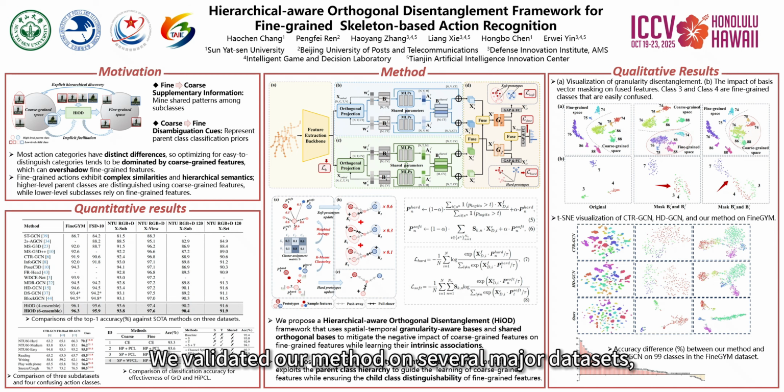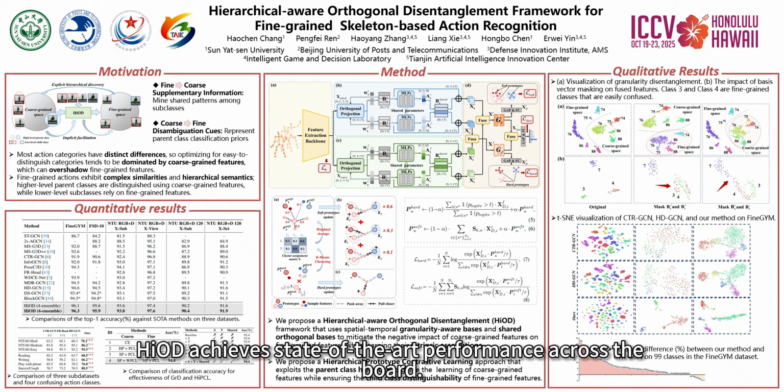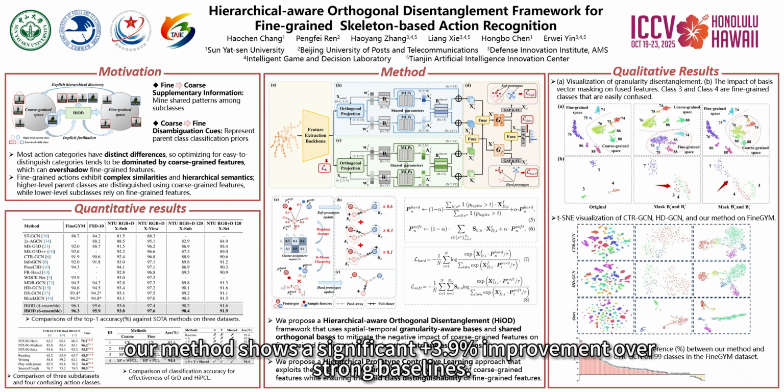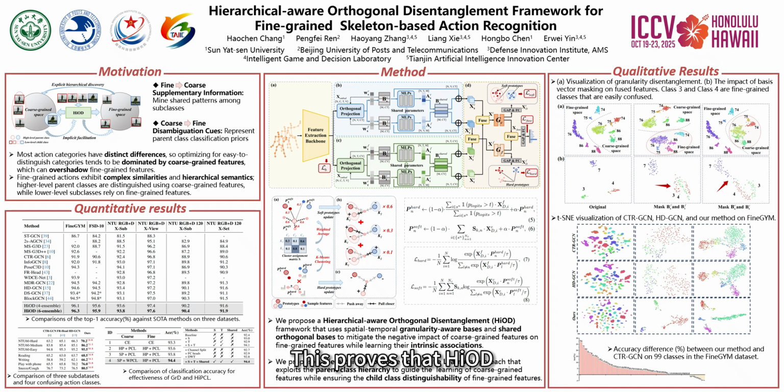We validated our method on several major datasets, including the fine-grained FineGYM and FSD10, as well as the larger NTU RGB+D 60 and 120 datasets. The results are compelling. As you can see on the poster, HiOD achieves state-of-the-art performance across the board. More importantly, on a subset of particularly confusing actions from NTU 60, which we call the hard set, our method shows a significant +39% improvement over strong baselines. This proves that HiOD excels exactly where it's needed most, in distinguishing subtle, fine-grained actions.